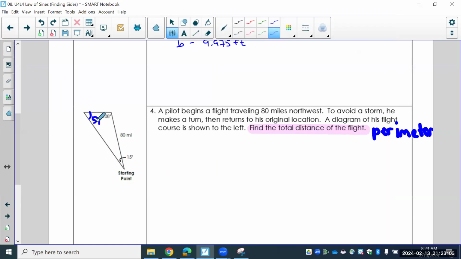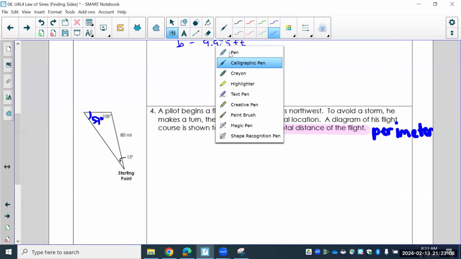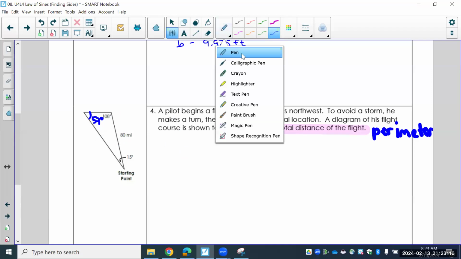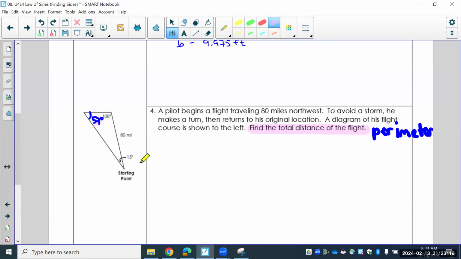Okay. So now that I know that that's 57, I'm going to set up my key ratio. It maybe is a little hard to see because of the way in which this triangle was written, but the 57 degrees I just found is directly across from the 80. Okay. So that is my key ratio: 80 divided by sine of 57 degrees will be what I use for the entire problem.